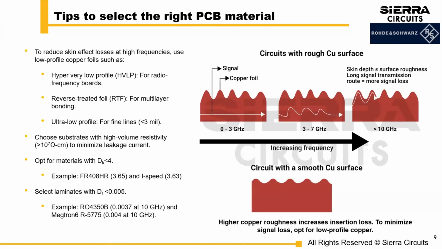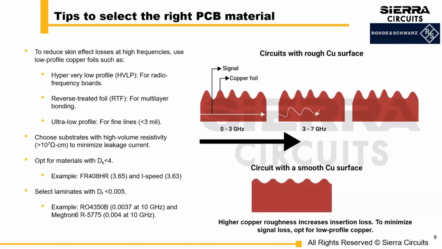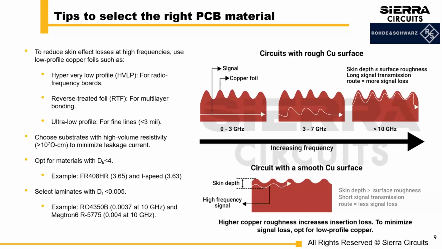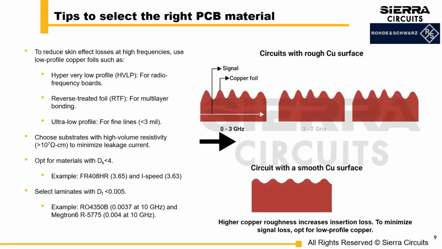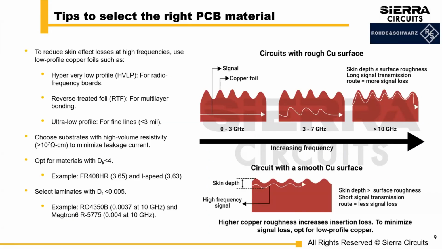Next, you want to select a substrate with high volume resistivity to minimize any leakage currents. And you want to choose materials with a dielectric constant of less than 4 and a dissipation factor of less than 0.005. These would be good material selections.